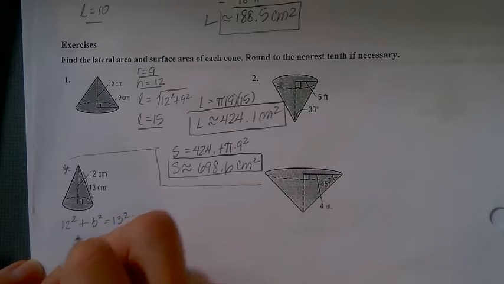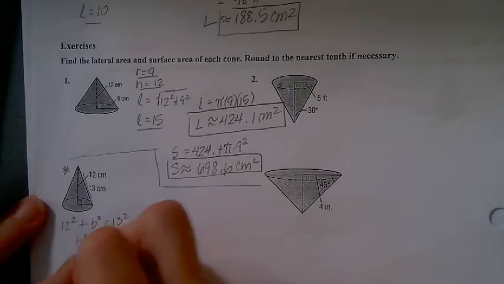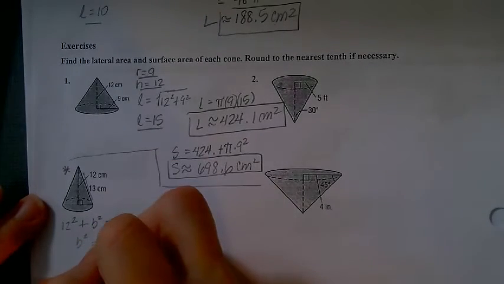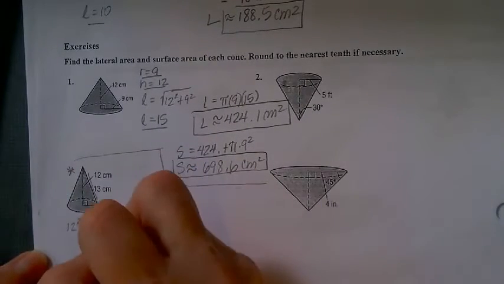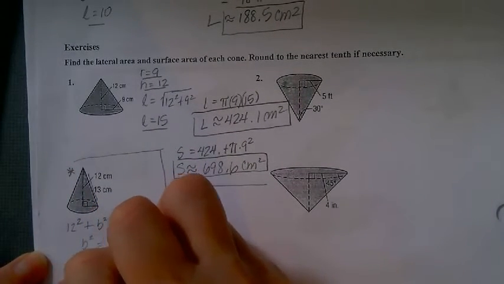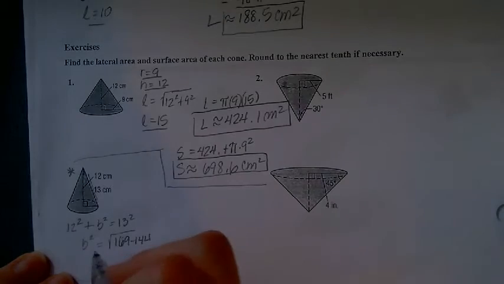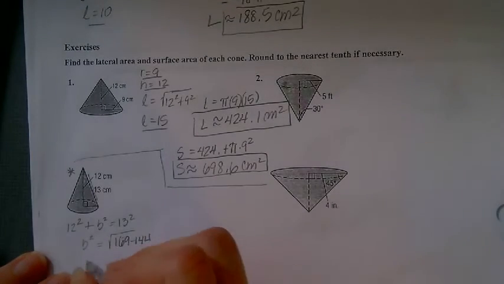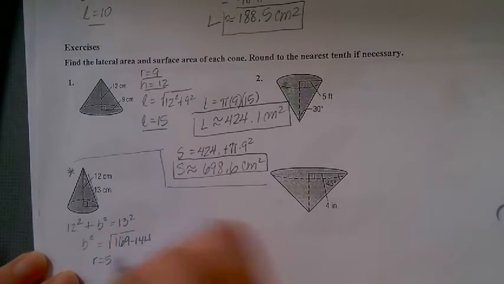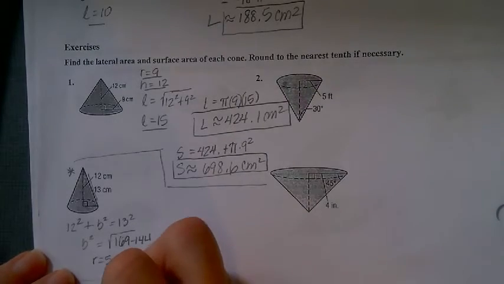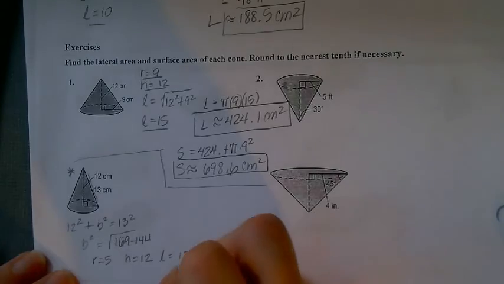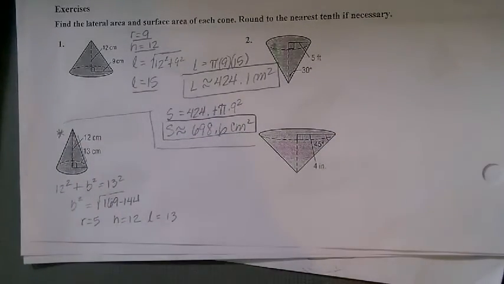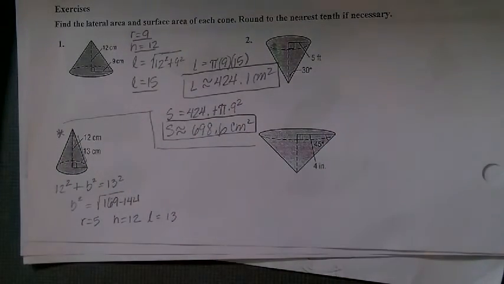So when I solve for that, I have b squared equals 169 minus 144, so b is the square root of that. So my radius is 5. Radius is 5, my height is 12, and my slant height is 13. Pause the video and work on that on your own, and then we'll come back and check.